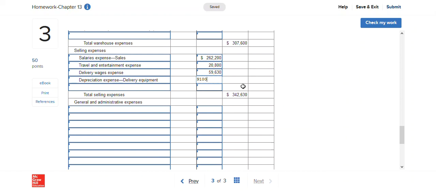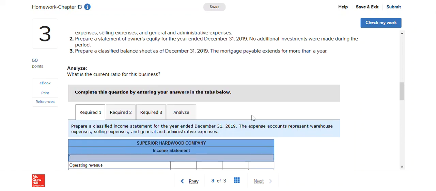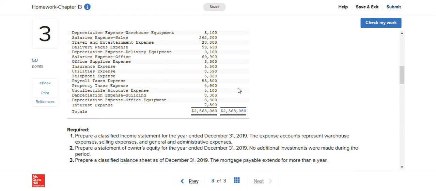All right, and then it totaled those up, so we've got total selling expenses, and I hope I got those all typed in correctly. And then the rest of them, let's see, we got down to salary expense for office. So from salaries expense office all the way down to depreciation expense office, those are all administrative expenses.